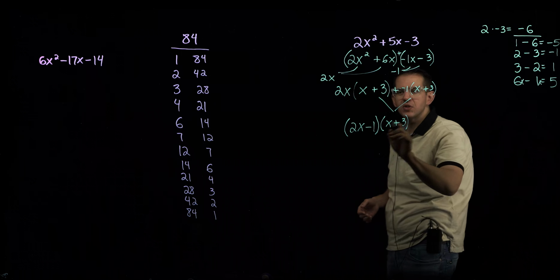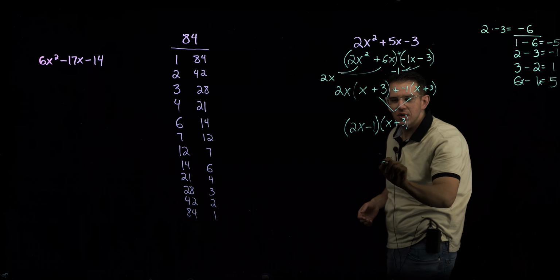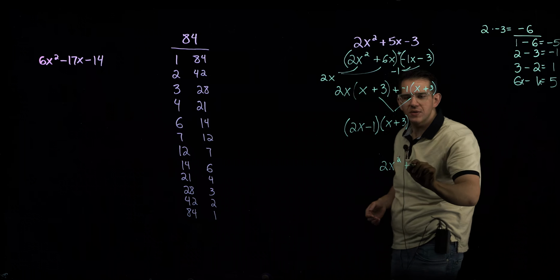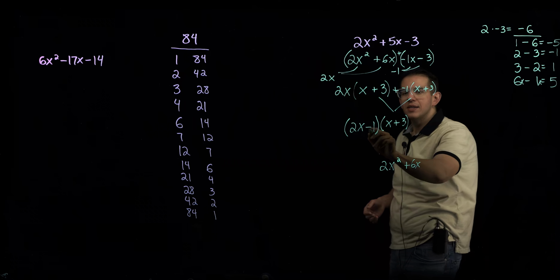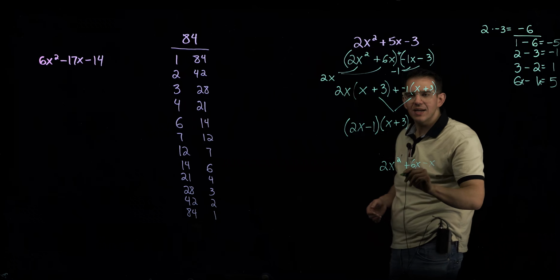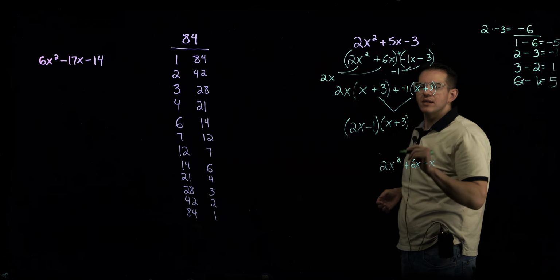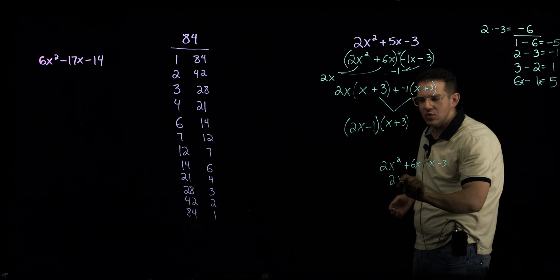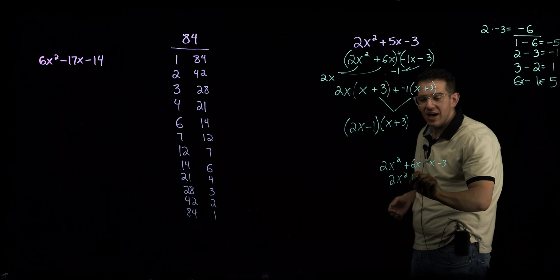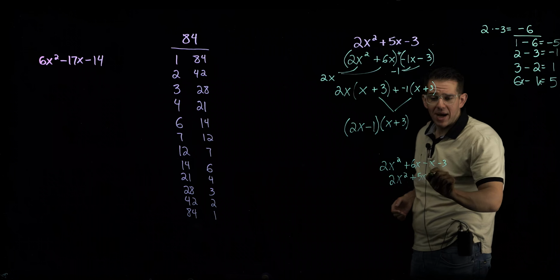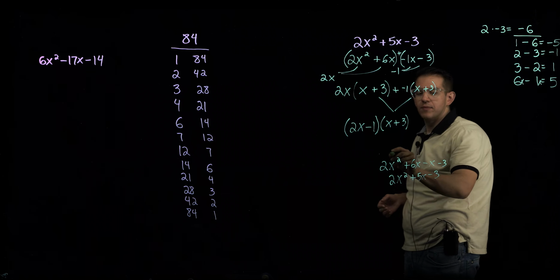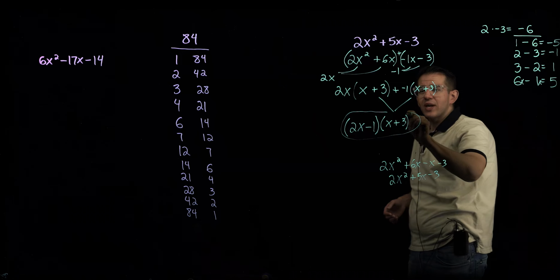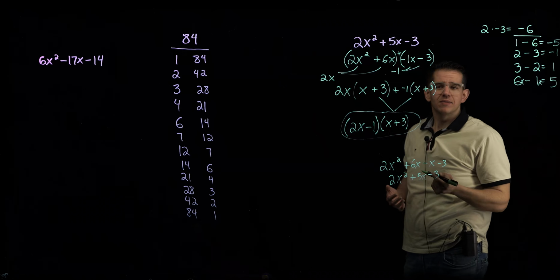If we distribute this 2x, we'll get 2x times x is 2x squared. 2x times 3 is plus 6x. -1 times x is minus x. And -1 times 3 is minus 3, which gives us 2x squared plus 5x minus 3. This is exactly what we started out with, which means we have factored this properly.